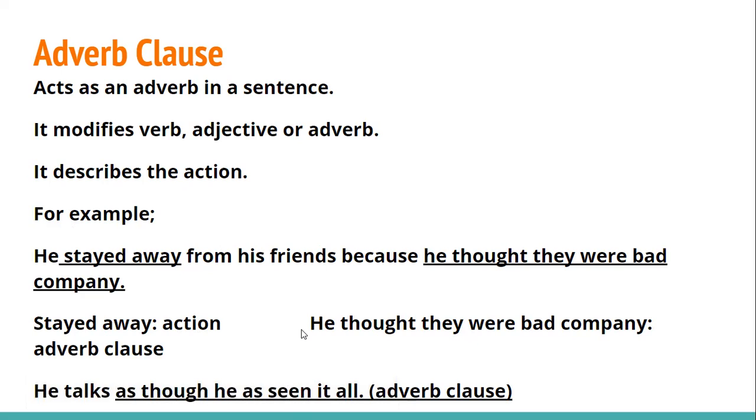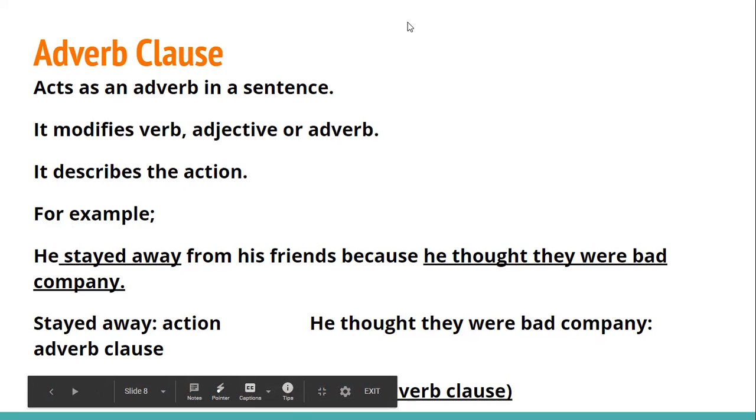Next, "he talked as though he has seen it all." Here "talked" is an action, and "as though he has seen it all" is an adverbial clause as it describes the action of talking. So that's it. Thank you.